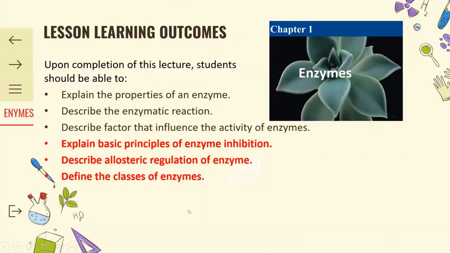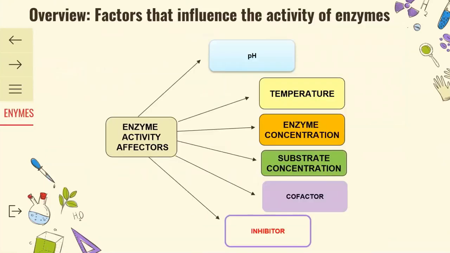So before we learn about the inhibition, allosteric regulation, and the classes of enzymes, let me do a small recap about the previous lesson. In the previous lesson, you learned about the factors affecting the enzyme catalytic rate of reaction. There are a total of 6 factors. However, you learned about 5 factors in the previous lesson, such as the pH, temperature, enzyme concentration, substrate concentration, and cofactor.